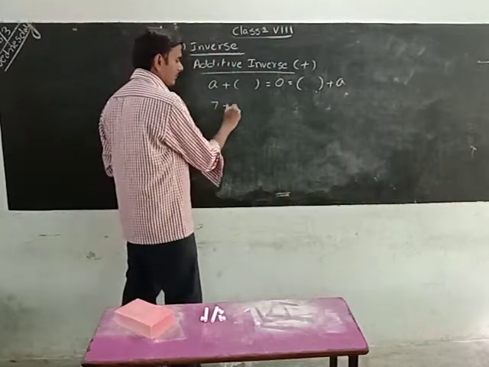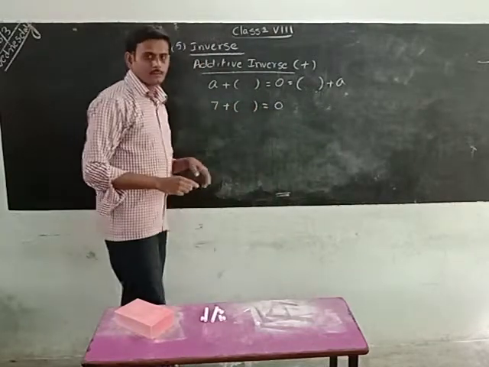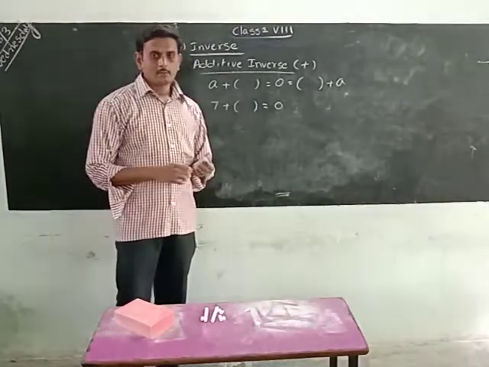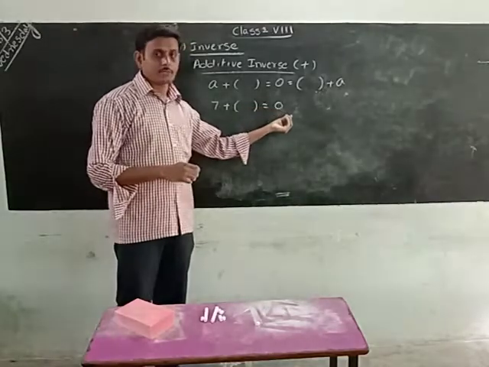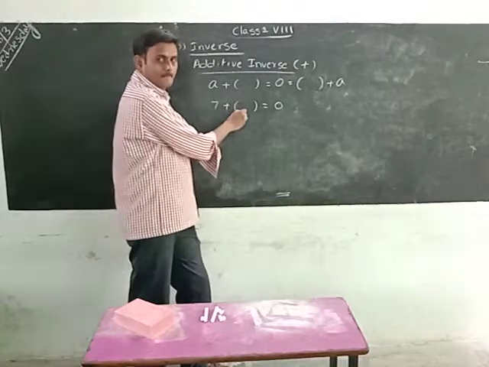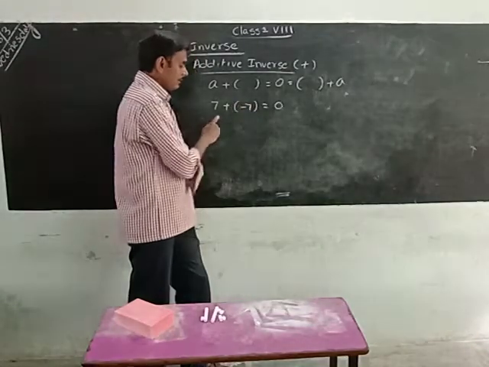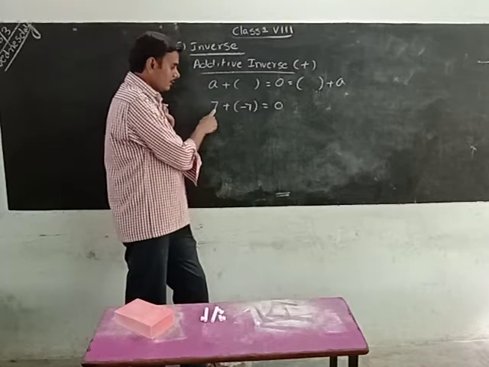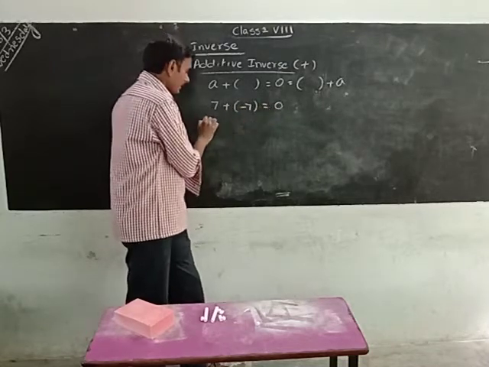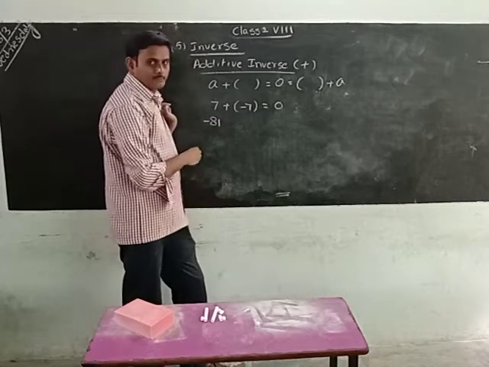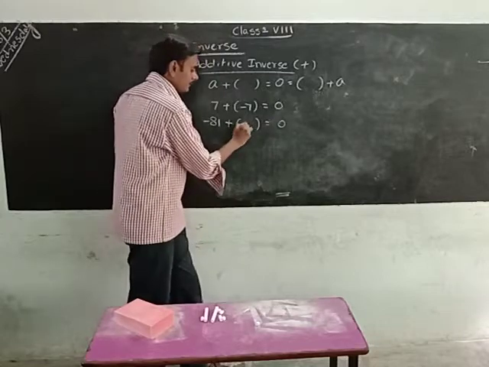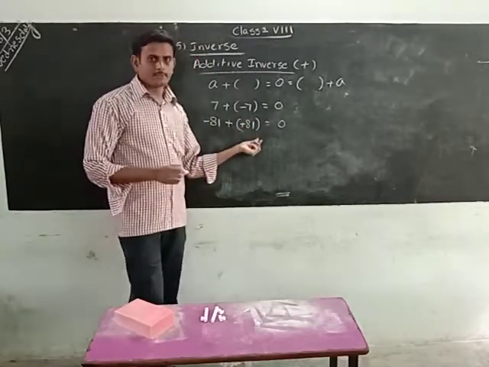Can you say 7 plus which number will give 0? Minus 7. The opposite number we have to add. 7 minus 7 is 0. For example, I take 81. By adding which number will we get 0? Minus 81. Just the opposite number you have to add.